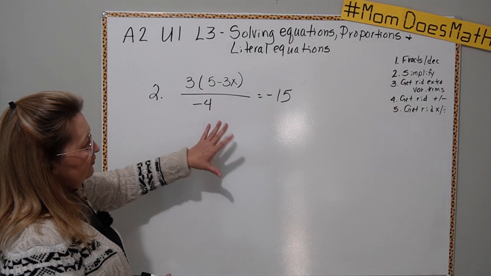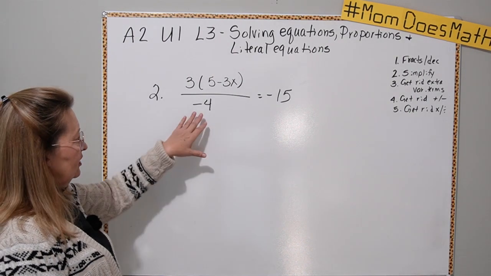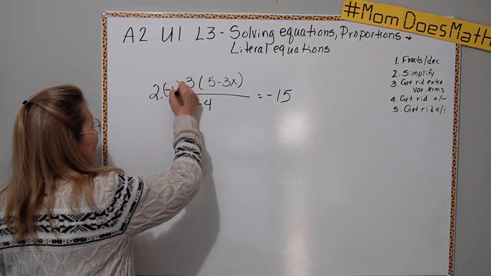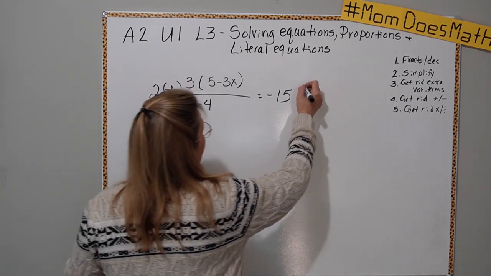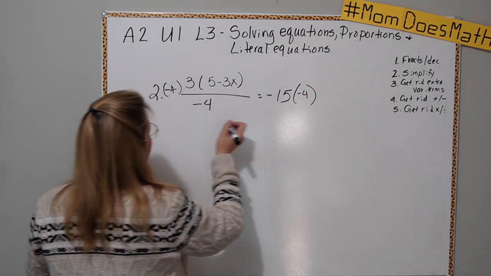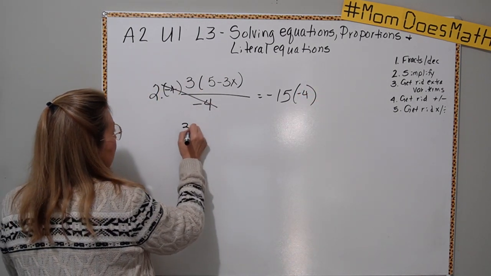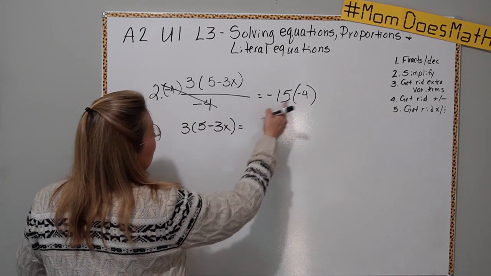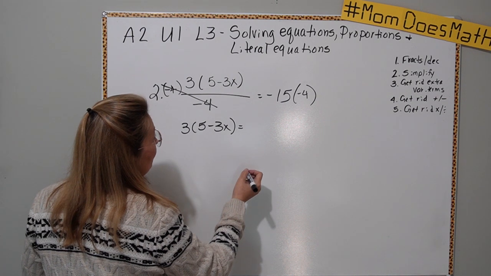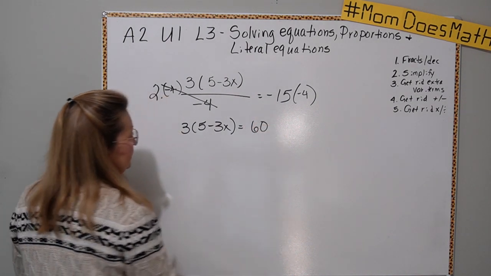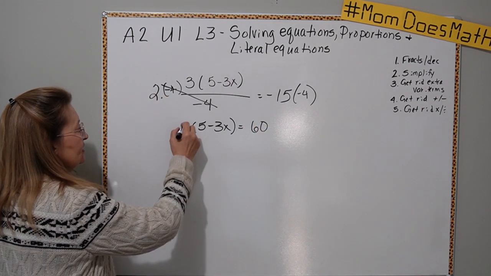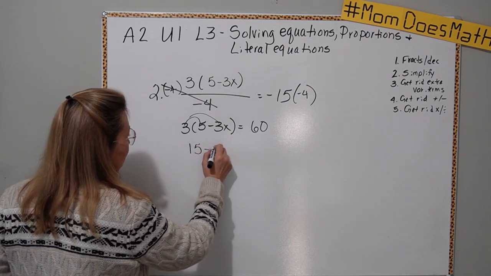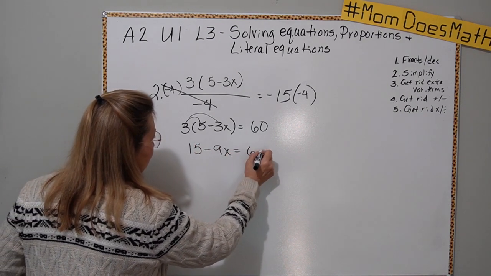Okay, number 2, so the first thing I'm going to do is get rid of my fraction. I just have this one denominator, so if I multiply by that on both sides, that's going to get rid of it. Here it cancels out, so I have 3 times 5 minus 3x left equals negative 15 times negative 4, which is going to be positive 60. All right, now I'm ready to simplify, so I'm going to distribute. 3 times 5 is 15 minus 9x equals 60.